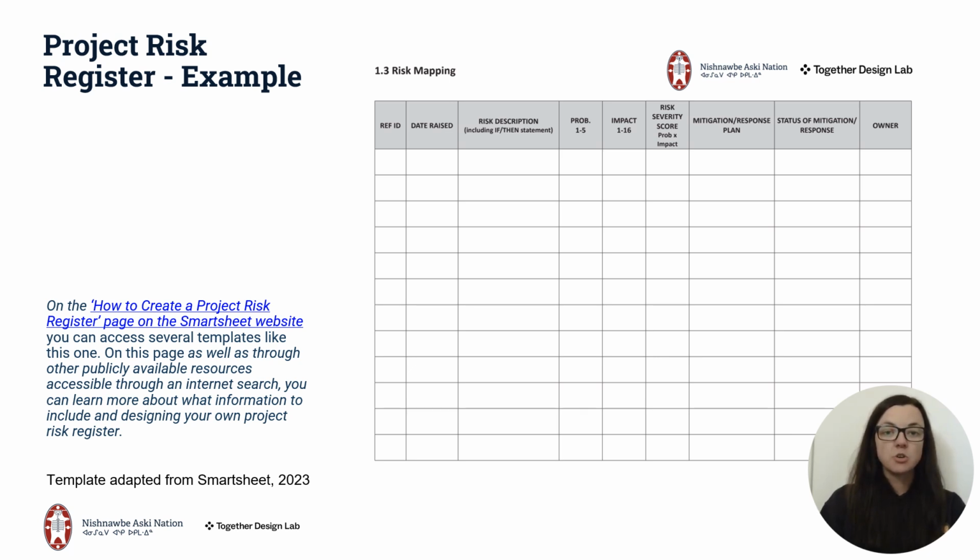This would result in a risk severity score of 10. Mitigation could include having a first aid kit on site, and the status would include the location of the first aid kit and the last date it was updated.